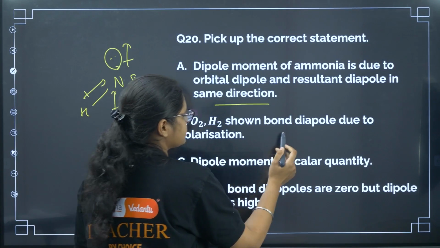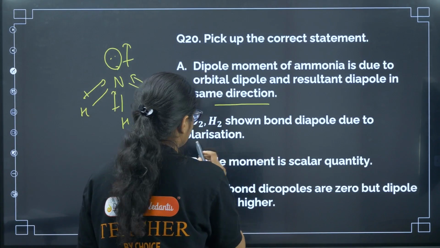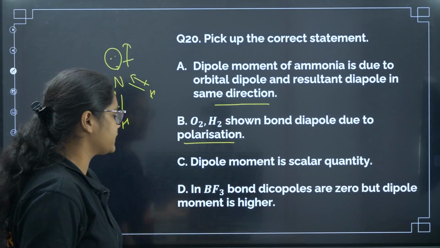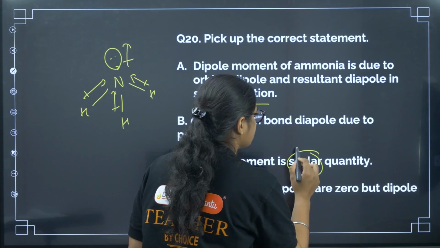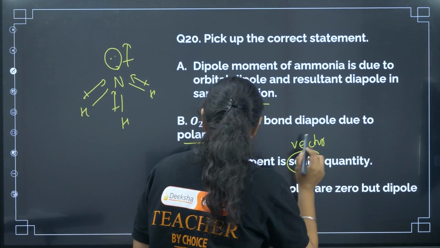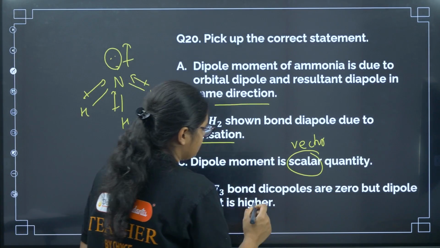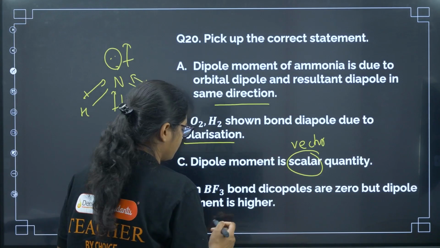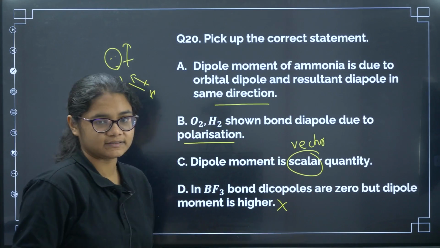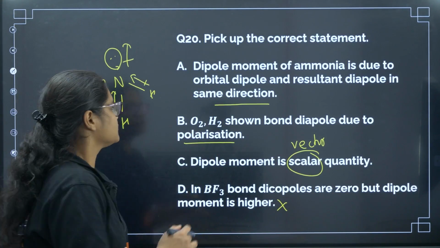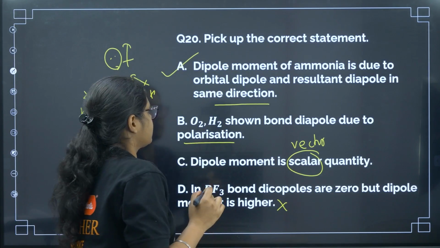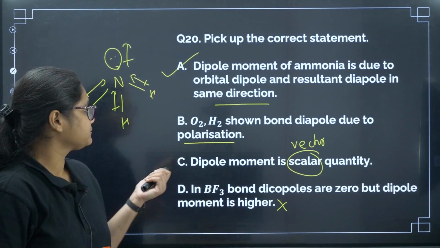Next one, O2 and H2, bond dipole due to polarization. This is an incorrect statement. Dipole moment is not a scalar quantity, it is a vector quantity. Then in BF3, bond dipoles are 0 but dipole moment is higher. No, dipole moment is 0, bond dipoles are higher. So the correct statement for this question is option number A.